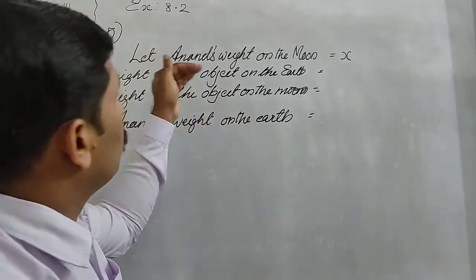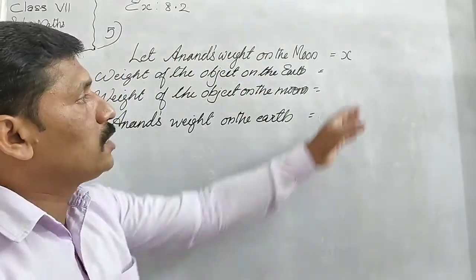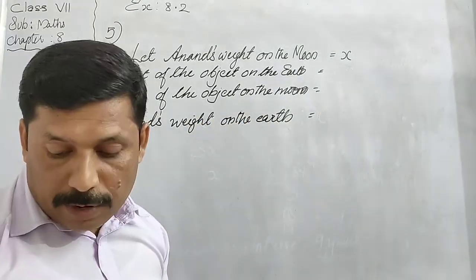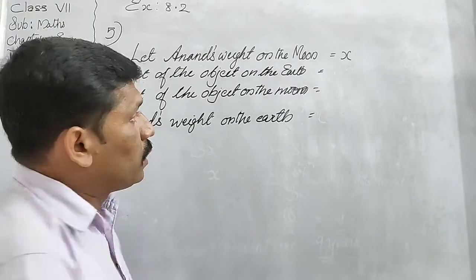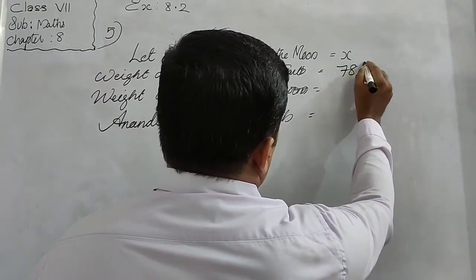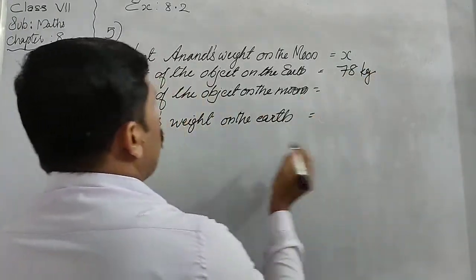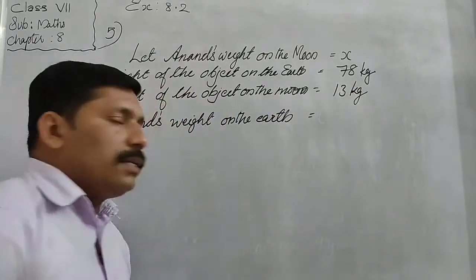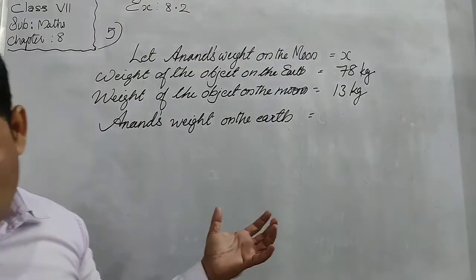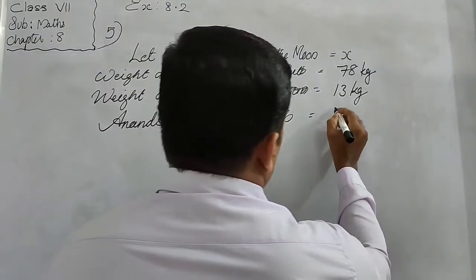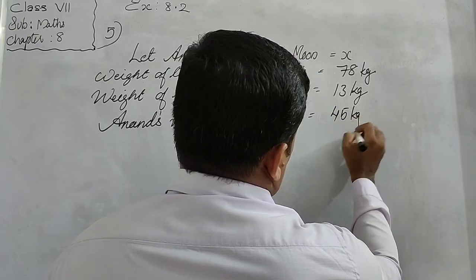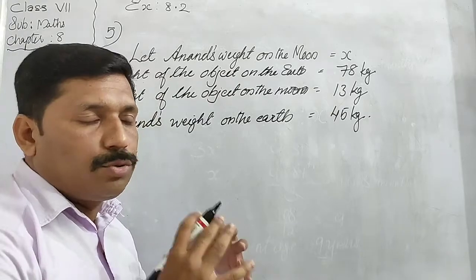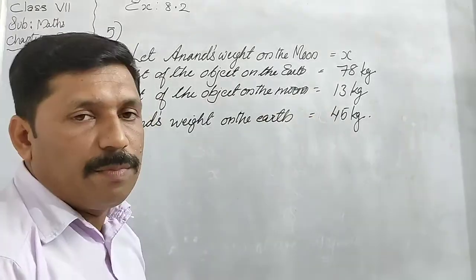So we assume Anand's weight on the moon is x kilogram. We don't know how much it is, therefore it is x kilogram. It is given in the question, the weight of an object on the earth is 78 kilogram, and the same object on the moon weighs 13 kilogram. And Anand's weight on the earth is 45 kilograms. Then what is Anand's weight on the moon? So students, these four quantities form a proportion.